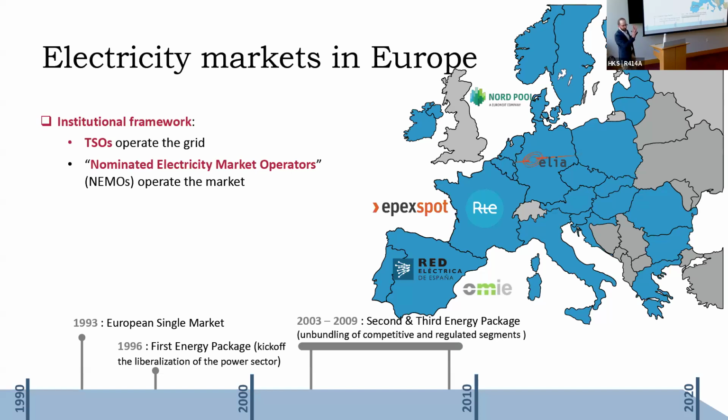Now, the institutional way that this market is organized is a little bit different than in the United States. In the US, we've seen that there is one independent system operator that operates the grids and runs the markets in a particular geographical region. In Europe, it's a bit different. You have typically one national so-called TSO, transmission system operator, that operates the grids. So this is, for example, RTE in France or Red Eléctrica in Spain and so on. And then you have the so-called nominated electricity market operators, or the power exchanges, which are in charge of organizing the market itself. And that is a pan-European market that is not at the national level, but spans over entire Europe. So the countries that I have colored in blue here.